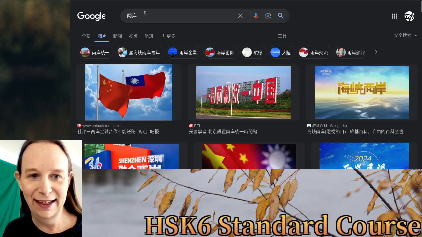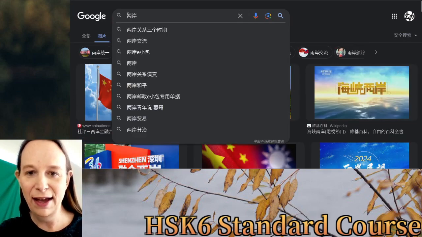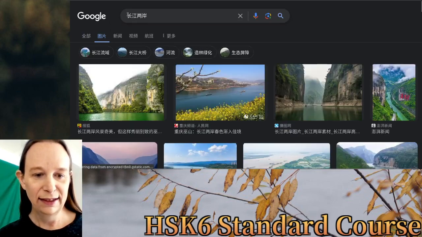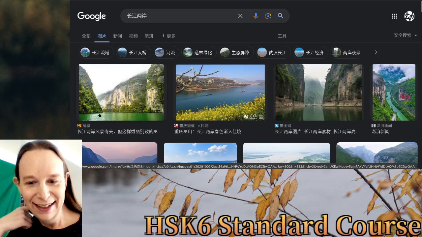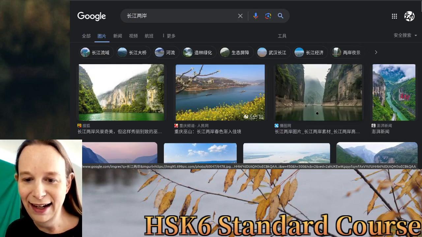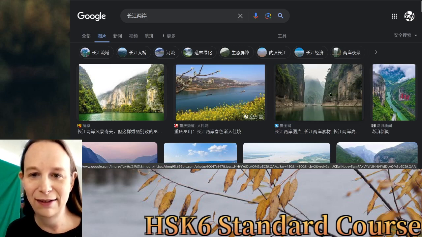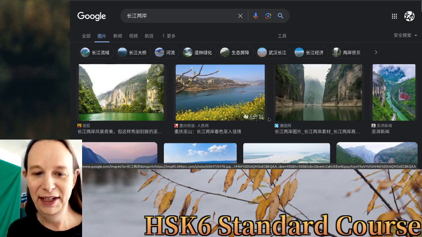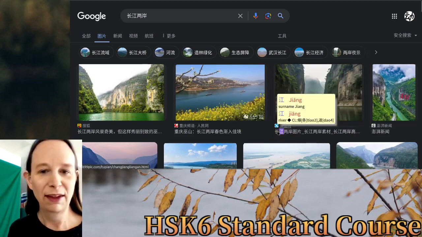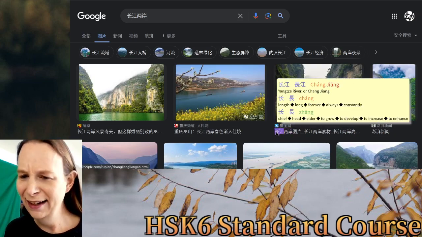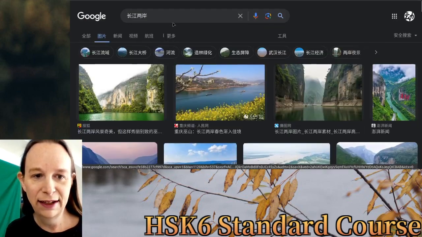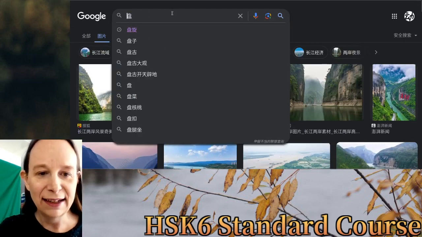Usually I see this for rivers. So let's pick a river. Changjiang, Liang an. Oh, there we go. That's a nice photo, isn't it? Wow, some of these are really nice. Okay, Changjiang, Liang an. Yeah, the two banks of the Changjiang, which in English we call Yangtze. I guess that comes from Cantonese or something, because that's not Mandarin, to my knowledge. Okay, Liang an.